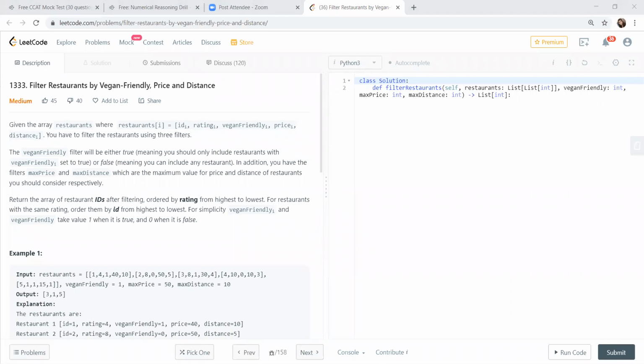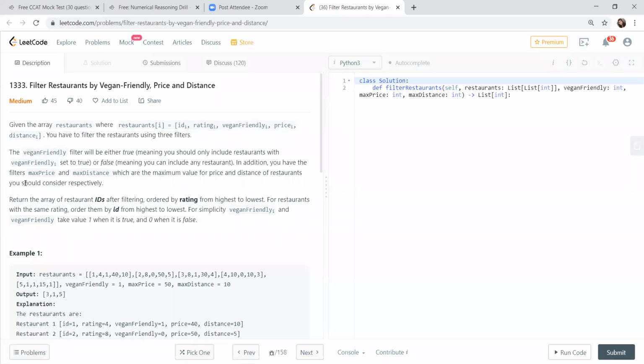Yes. Okay. So this question is, we need to filter the restaurants, where we will be given the ID, rating, vegan friendly, price, and distance. And you have to filter the restaurants using 3 filters. First of all, if vegan friendly is true, you need to take all those restaurants which are vegan friendly. And if it is false, then all the restaurants, even the vegan friendly restaurants, are included.